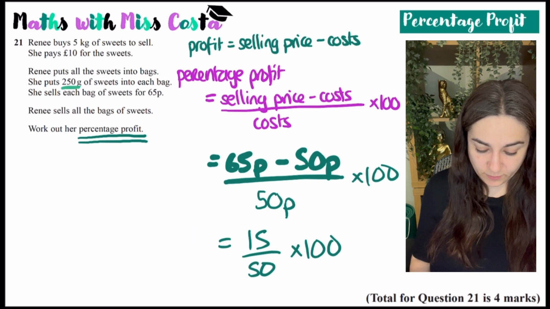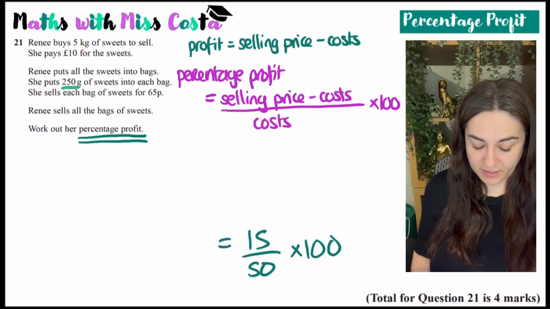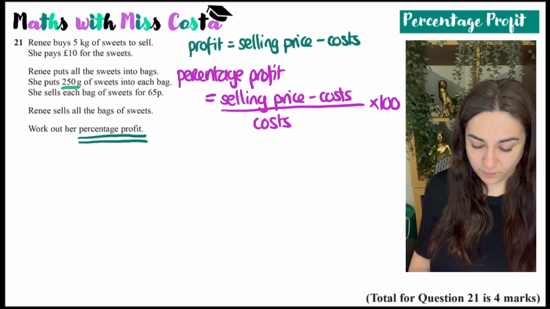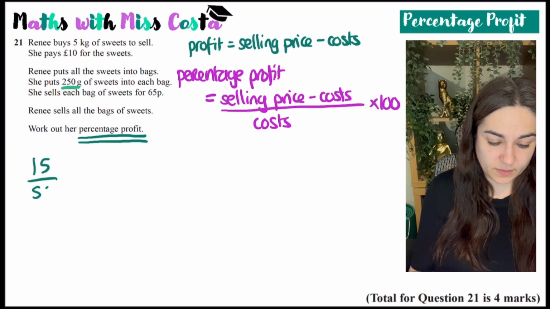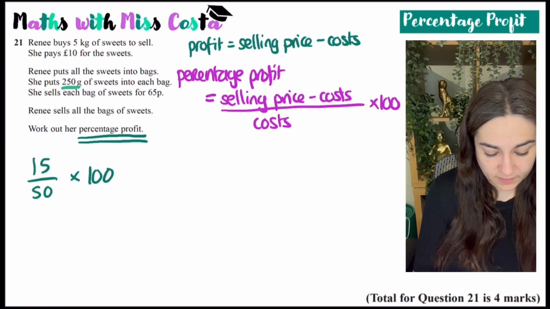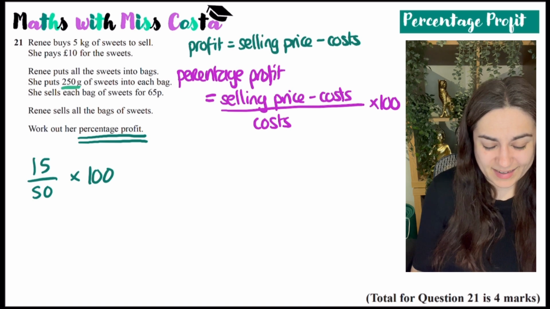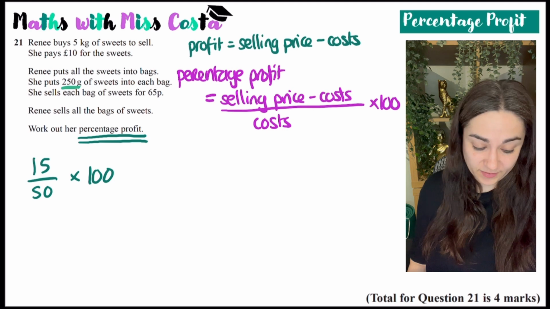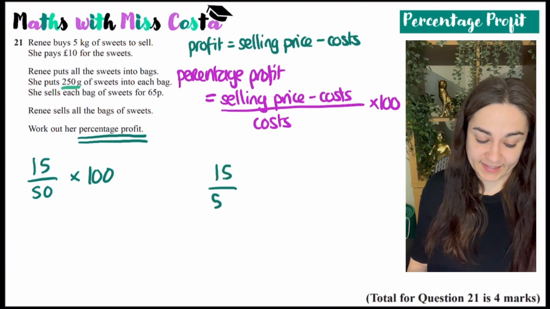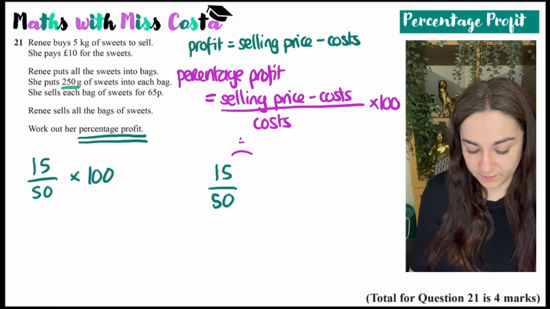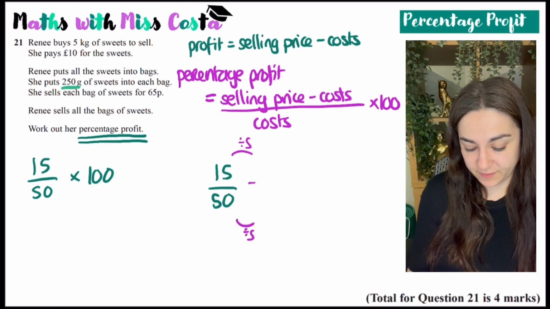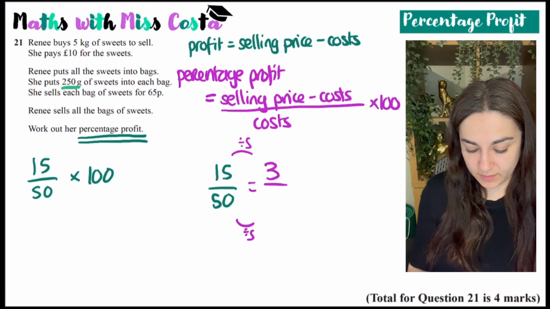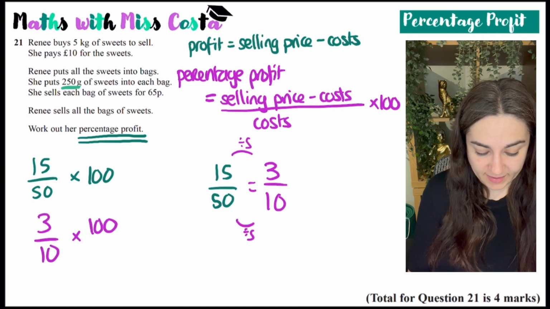Now I'm going to need to do a little bit of simplifying to make my life easier. So I know I've got 15 over 50 times by 100. And it depends actually on what your maths numeracy is like as to what you're going to find easier. Probably the easiest thing would be to simplify 15 over 50. So let's start by dividing by 5. So 15 divided by 5 is 3. 50 divided by 5 is 10. So that becomes 3/10 times by 100.